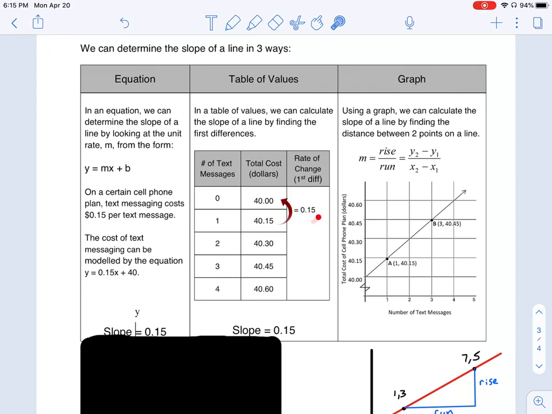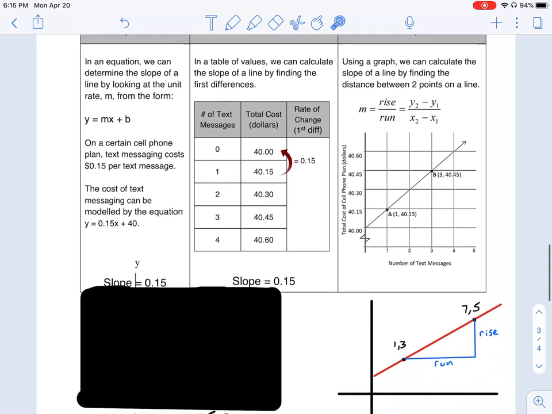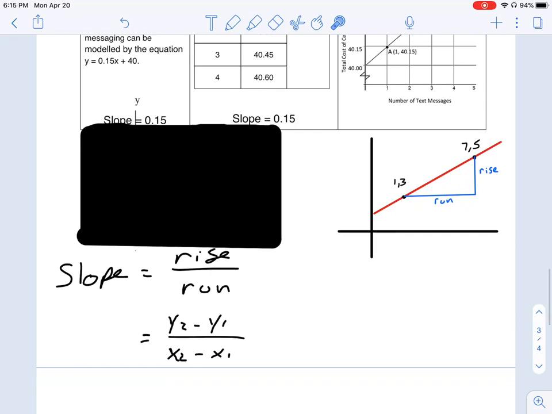The third way we can do it is using a graph, and we calculate the slope of the line by using rise over run, or y2 minus y1 over x2 minus x1. And we have our point here and here, and we just figured out the rate of change between those 2 points.